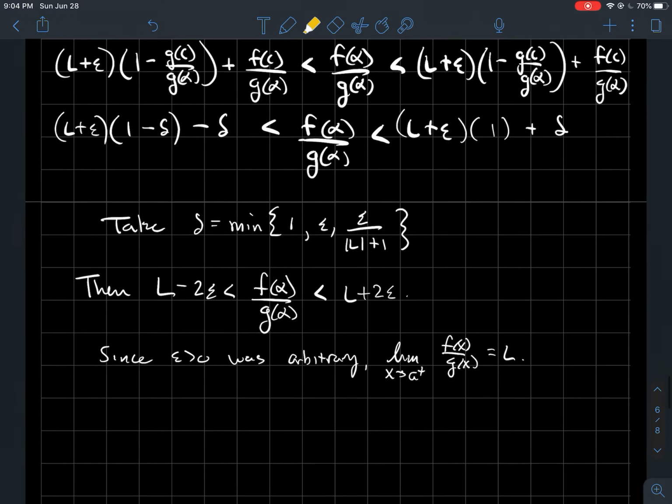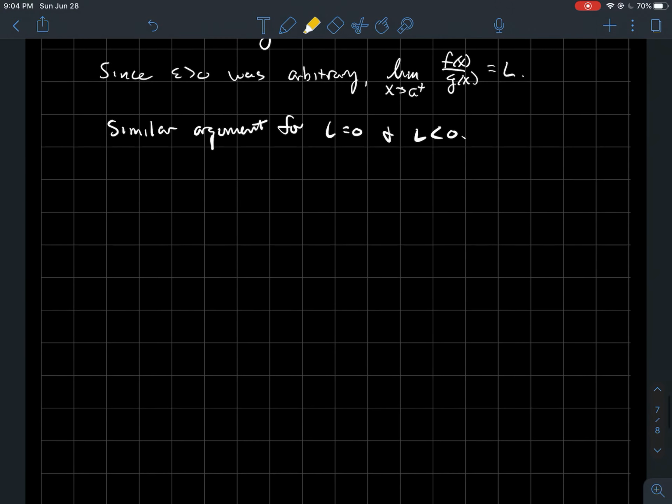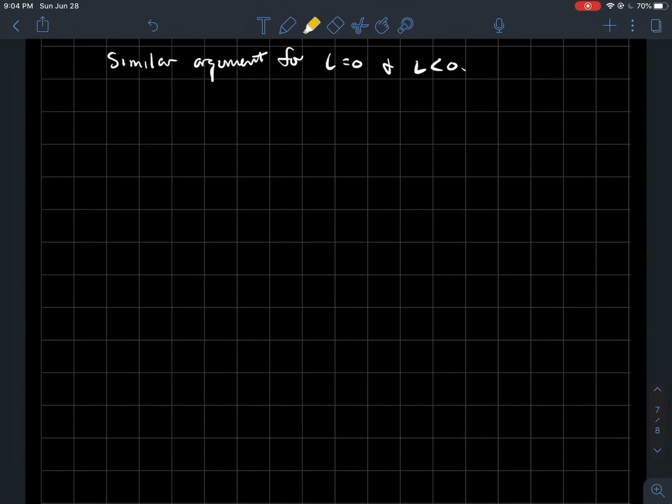And so what does that mean? That means that the limit as x approaches a from the right of my fraction f over g is this number L. We just showed that this quantity is arbitrarily small, and so again that tells us that this limit holds. That was part A. Let's look at part B. By the way, it's a similar argument if L is 0 or less than 0.